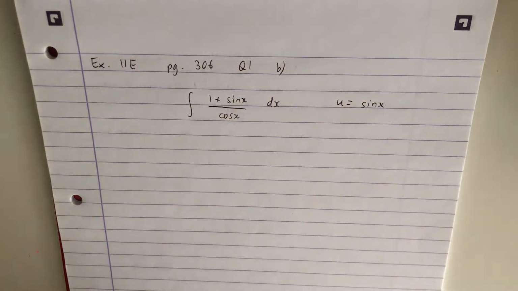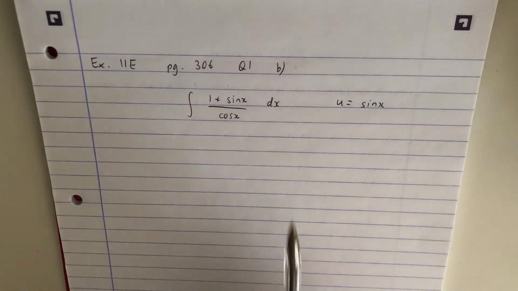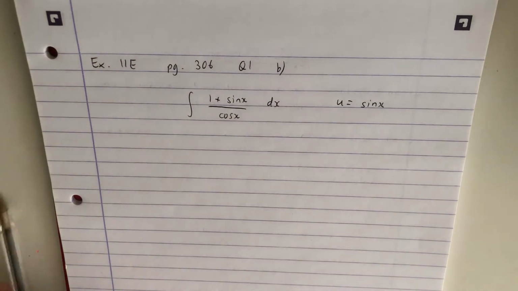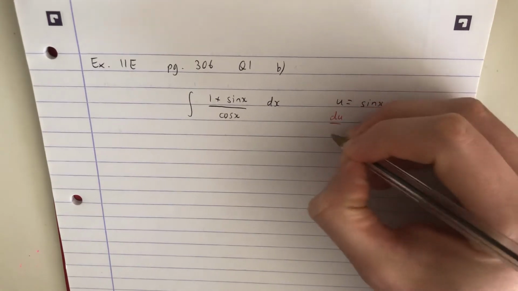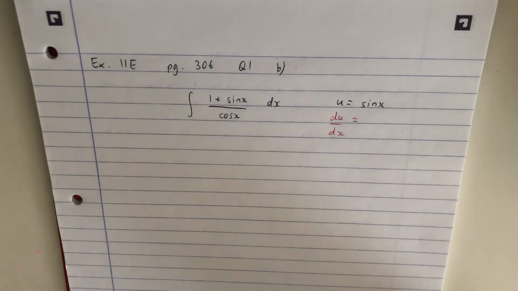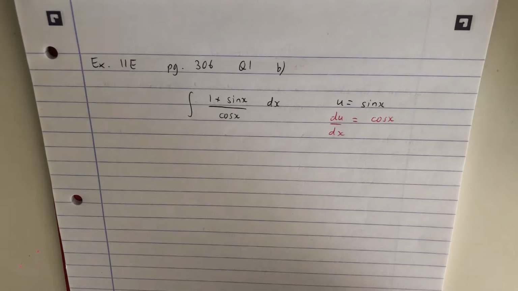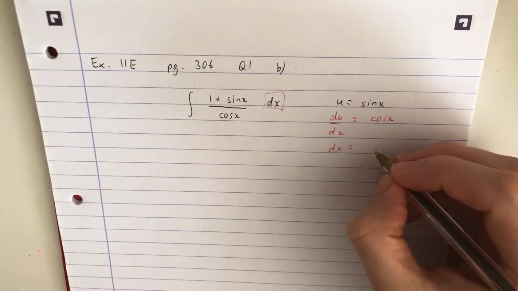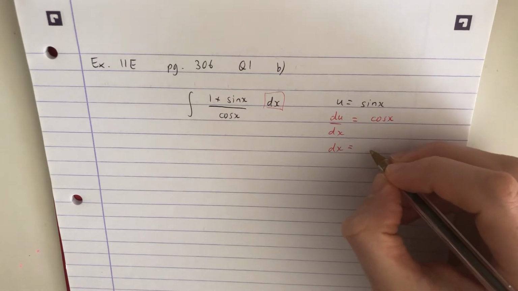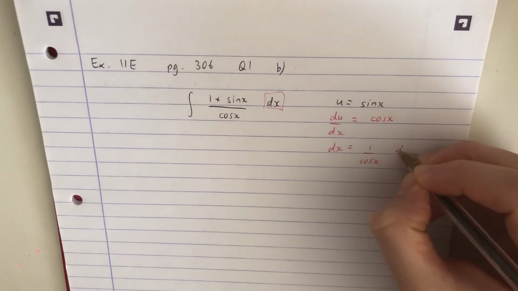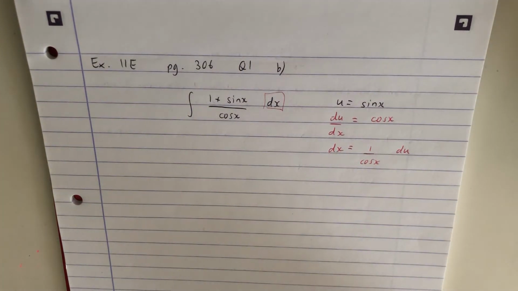And just a reminder on the strategy, you have to replace all of the x's or sin x's with u, and also get rid of this dx as well. It needs to be in terms of du. So one good thing to do is differentiate du by dx, and sin x, you should know, goes to cos x. And then you need to make dx the subject. If you make dx the subject, you get 1 over cos x du, and then make the obvious substitution.